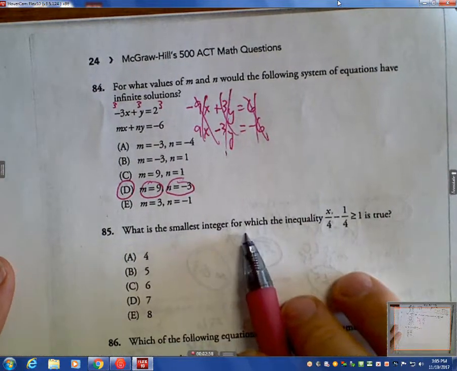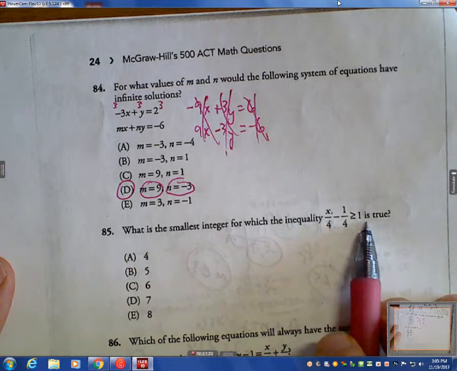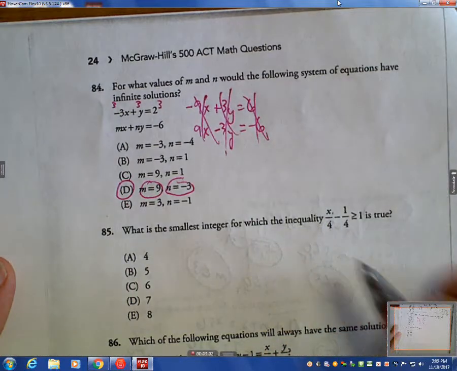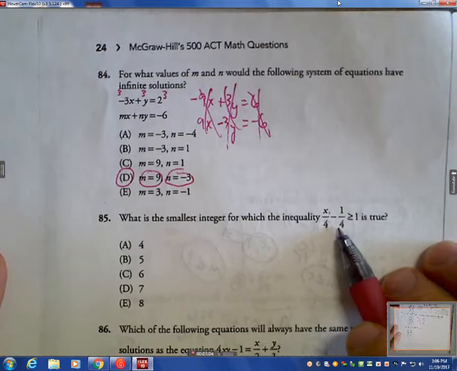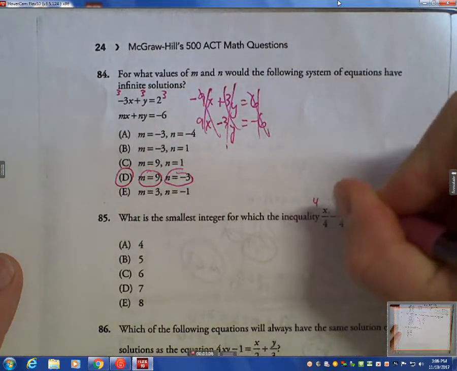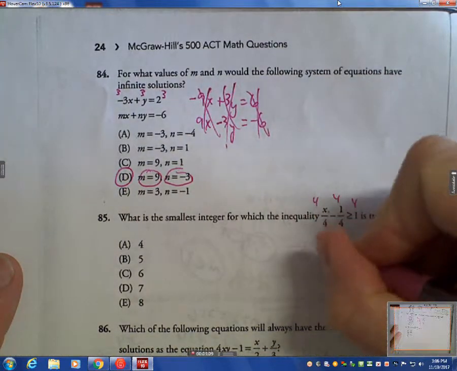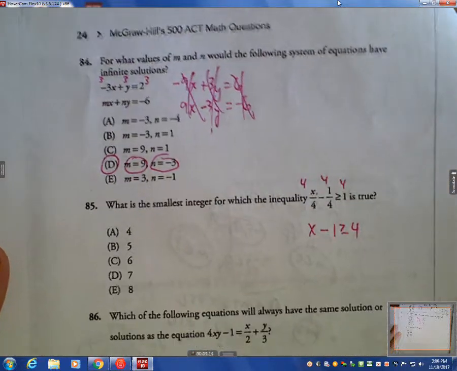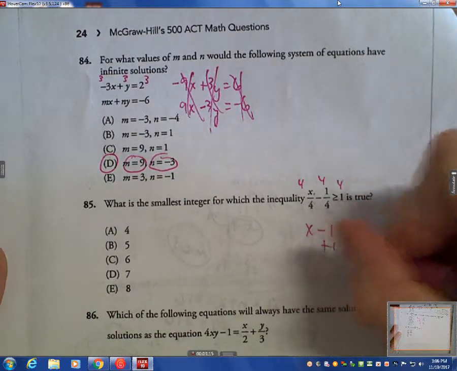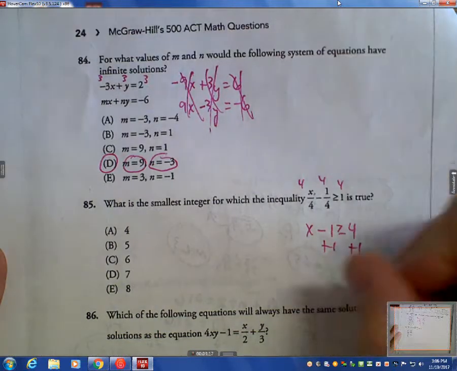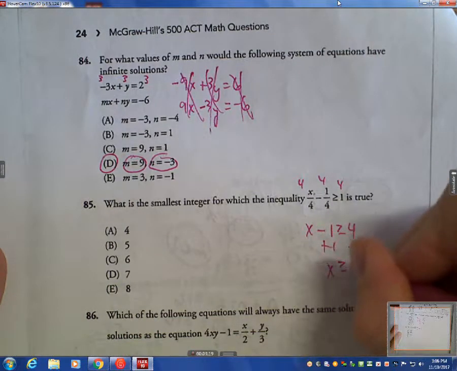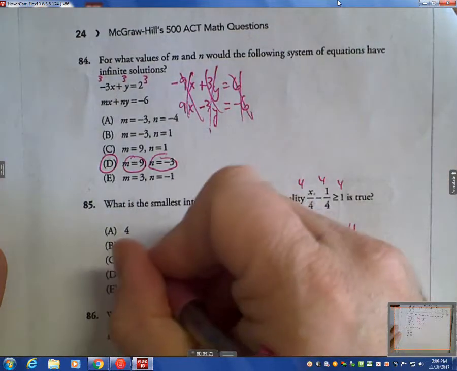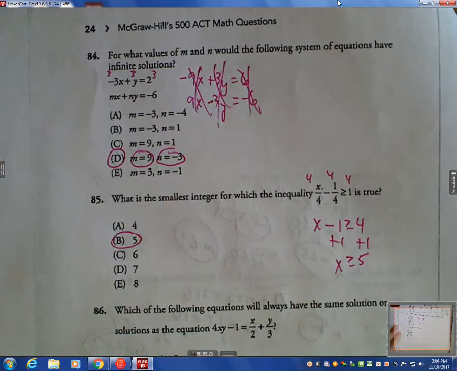What is the smallest integer for which the inequality is true? The first thing is I need to solve this. I'm going to multiply everything by 4 like I've taught. So this would be x minus 1 greater than or equal to 4. I'm going to add 1 to both sides. X needs to be greater than or equal to 5. So 5 would be the smallest number which would work.